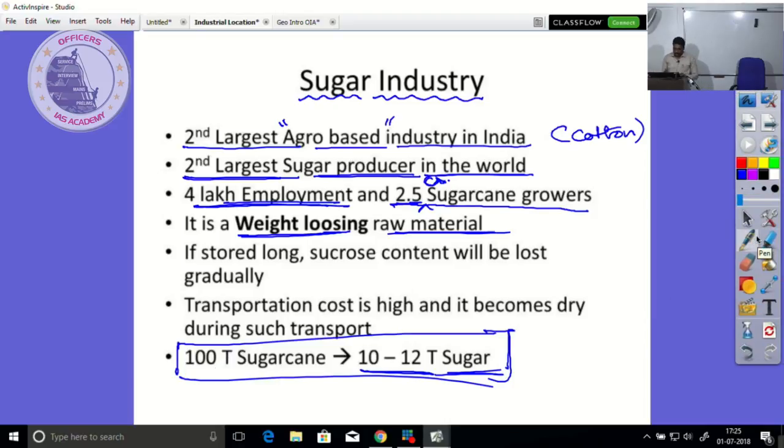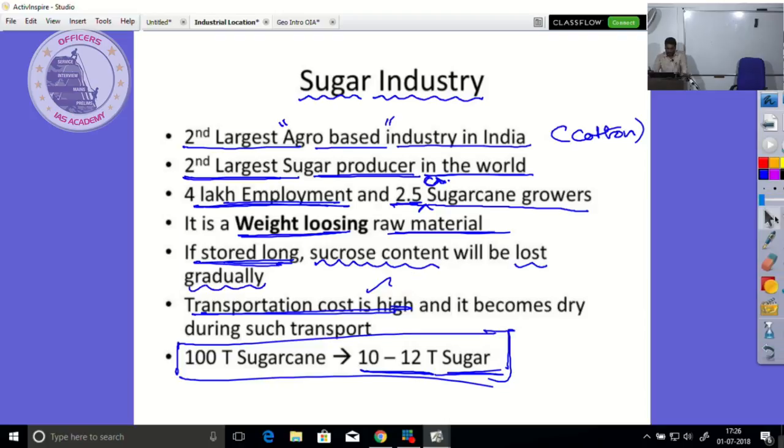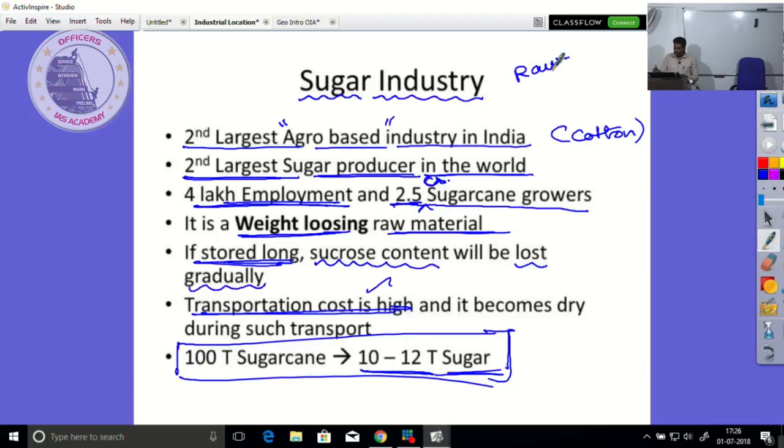To add a few points, if stored for a long time, sucrose content will be lost gradually, slowly, steadily. The more you store it, the more it will lose its sucrose content. Similarly, when I talk about transportation, if the transportation cost is very, very high, and the cane becomes dry during such transport also, this is undoubtedly a raw material oriented industry.